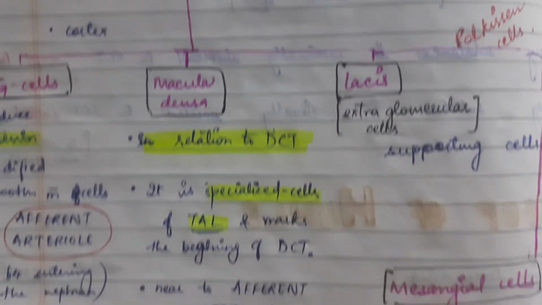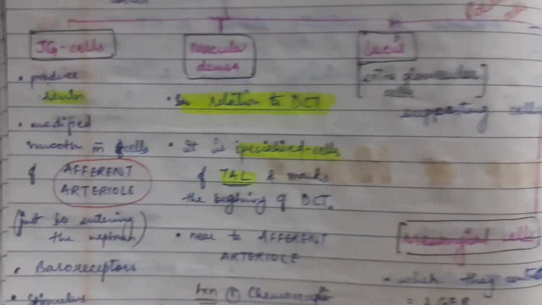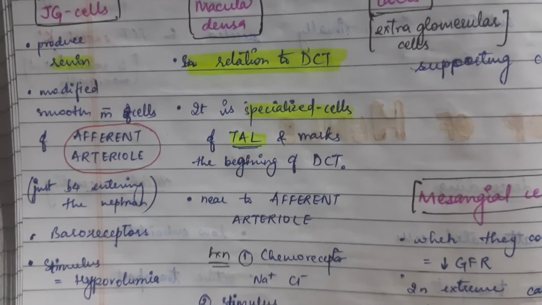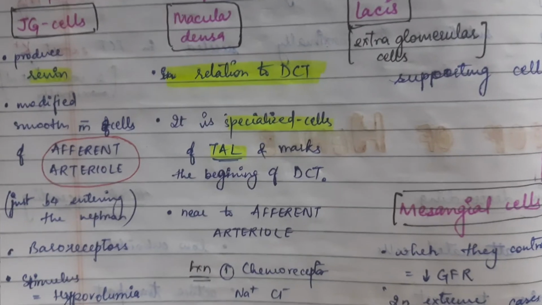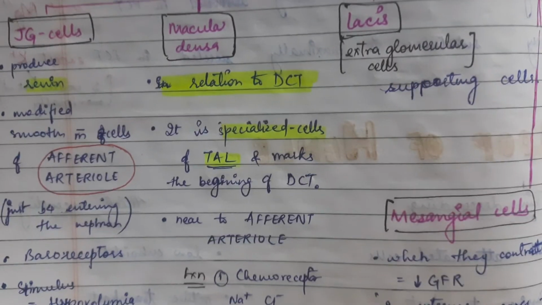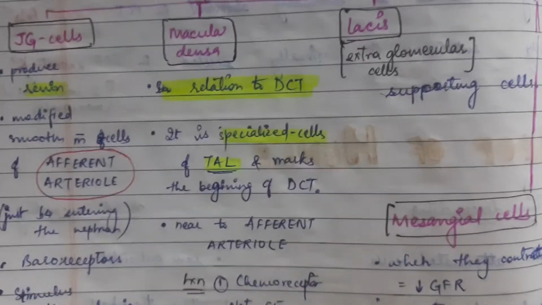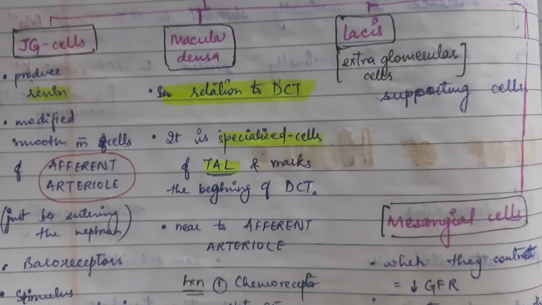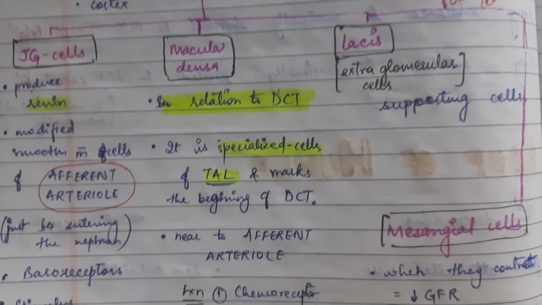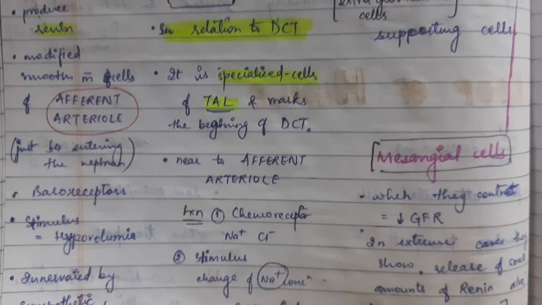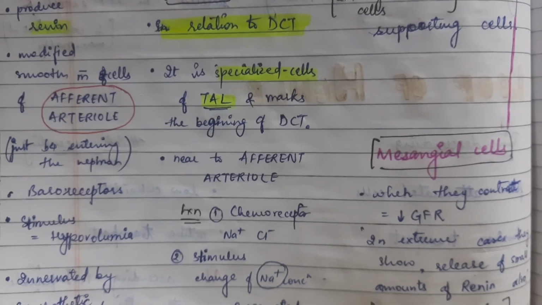Now, macula densa. These are specialized cells of the TAL, the thick ascending limb, and mark the beginning of the DCT. They are present in the thick ascending limb but mark the beginning of the DCT, so they are in relation to the DCT, and near the afferent arteriole.